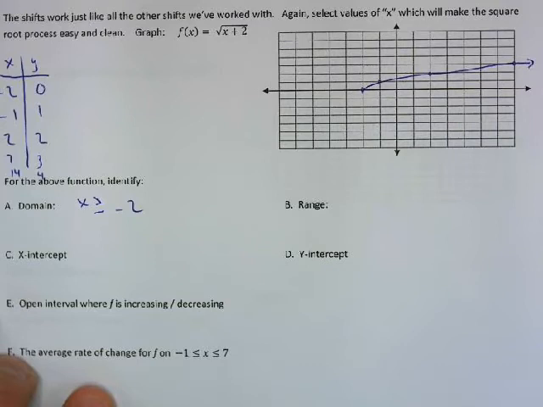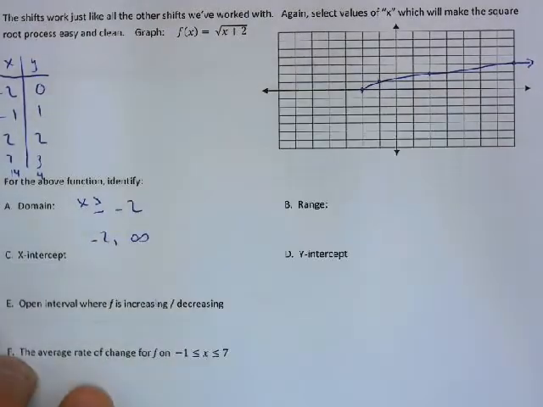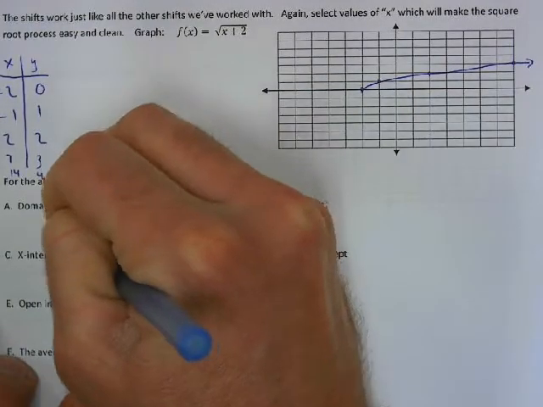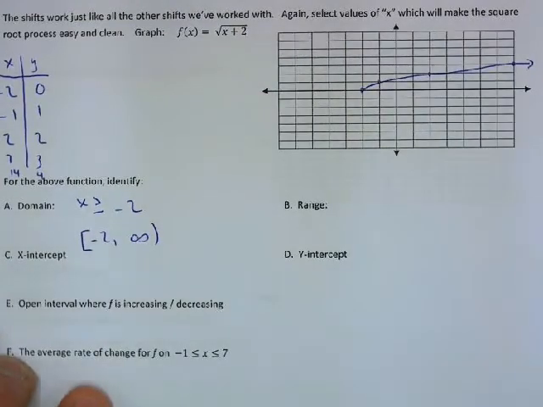Okay, that's inequality notation. Or we can put it in interval notation. x can be anything from -2 to infinity. Yes, we're including -2, so we want brackets around that. We can never include infinity, so we want parentheses around that. Okay, so then there's the domain.